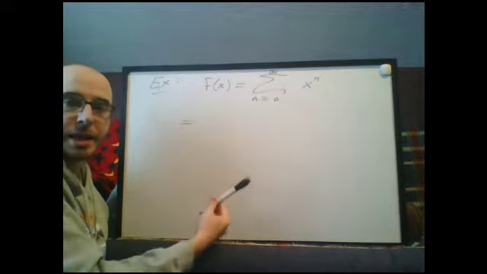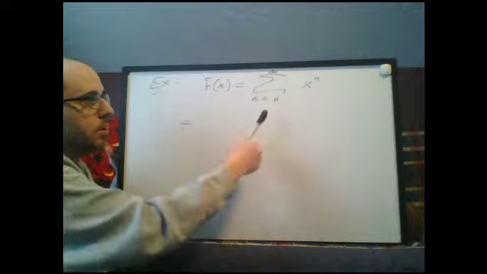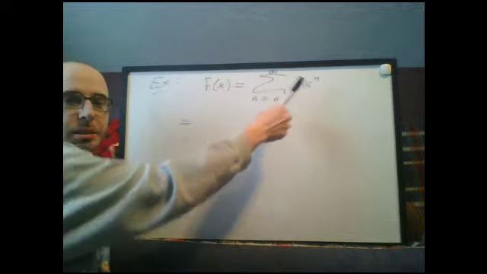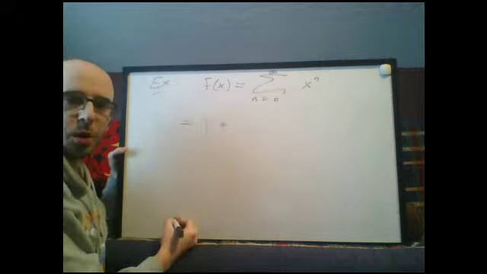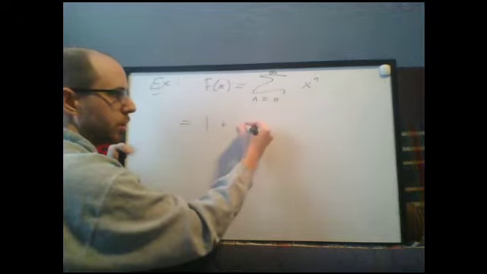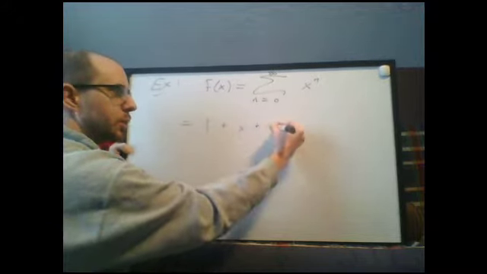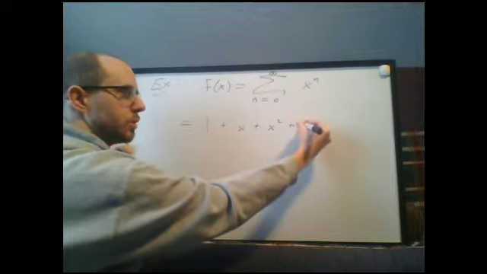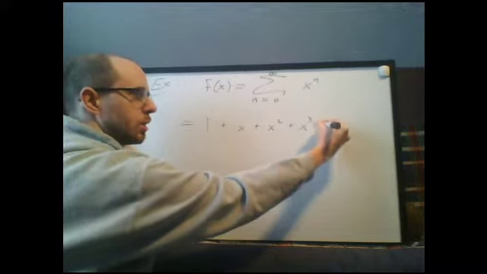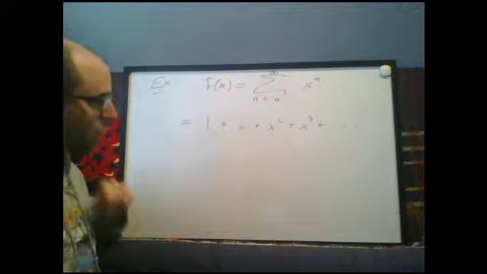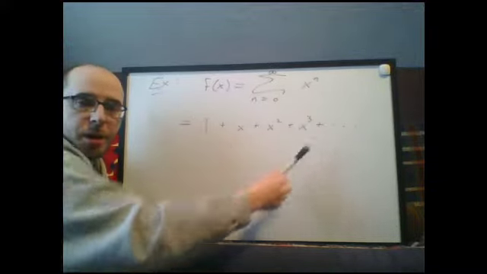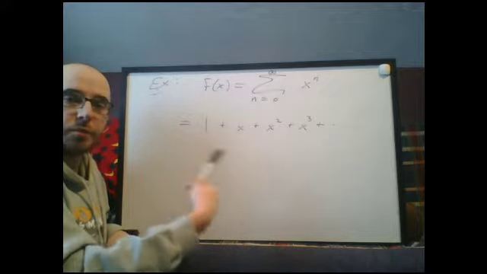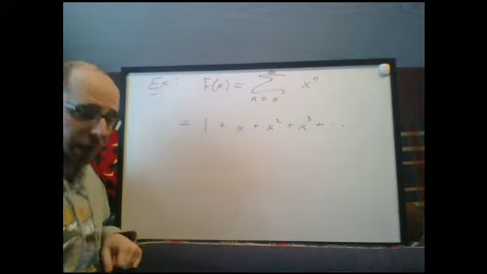So I think of this as an infinite polynomial. So when n is 0, I get x to the 0 power. That's 1. When n is 1, I get x to the first power. When n is 2, I get x squared. When n is 3, I get x cubed. And so on. So this power series is like an infinite polynomial. It will converge to a value for certain x values.